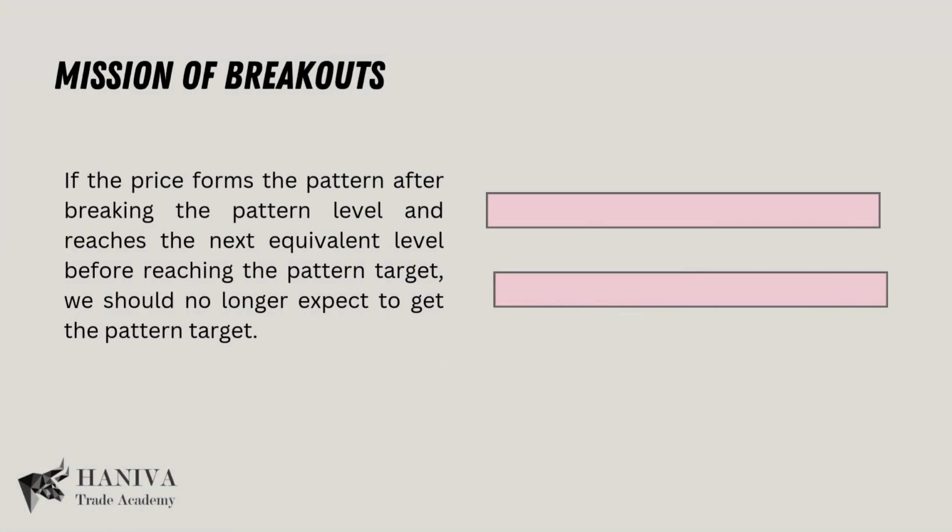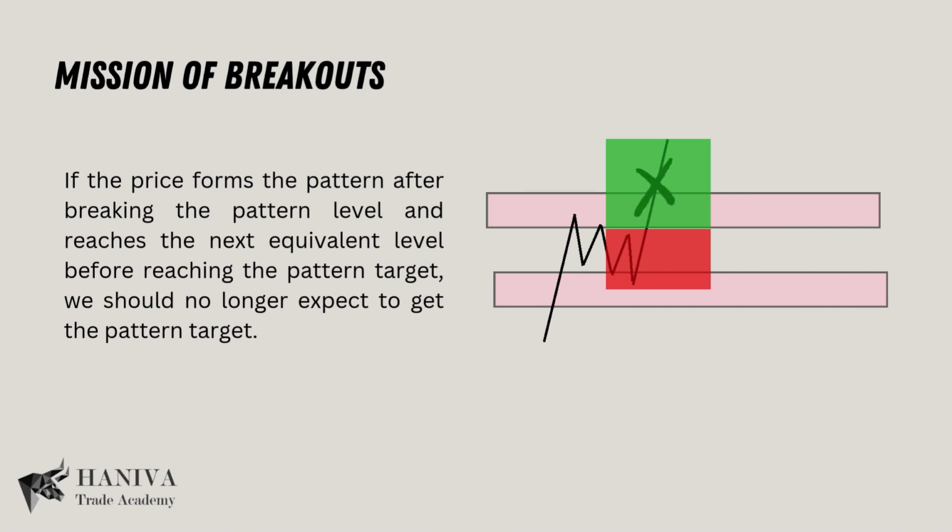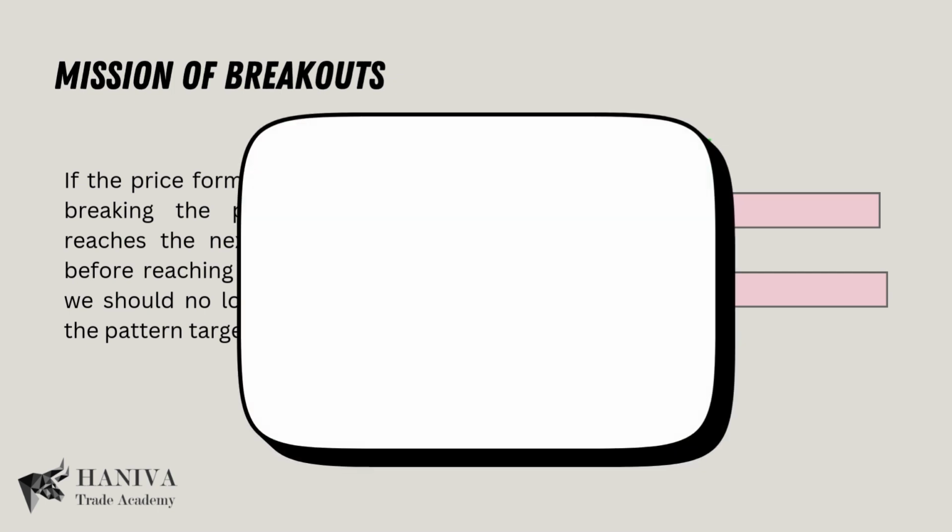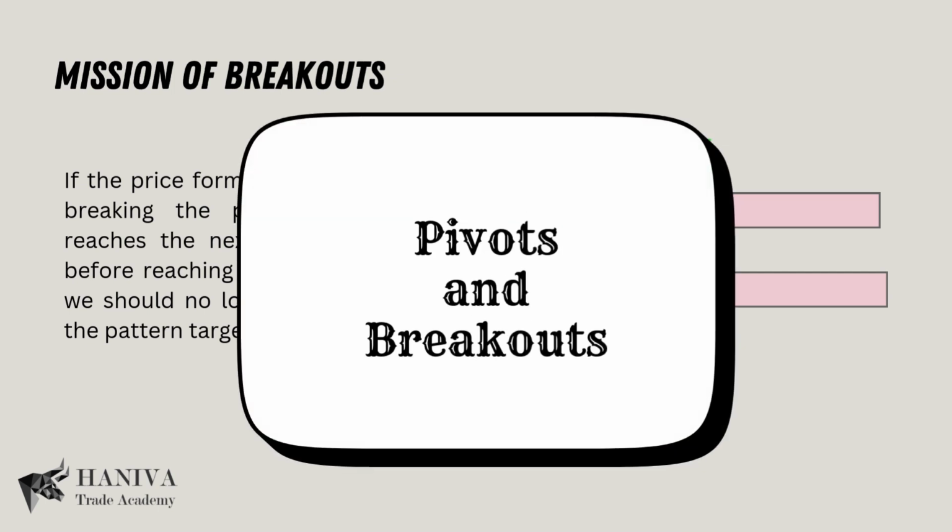3. Mission of breakouts. If the price forms the pattern after breaking the pattern level and reaches the next equivalent level before reaching the pattern target, we should no longer expect to get the pattern target. Therefore, based on the information provided, all these patterns can be either continuation or reversal patterns based on their position on the chart. The key to success in all patterns lies in the 3 key points mentioned. To learn about determining time frame levels, pay attention to pivots, and for accurate identification of level breaks, focus on the breakouts, which we will cover in the following episodes.